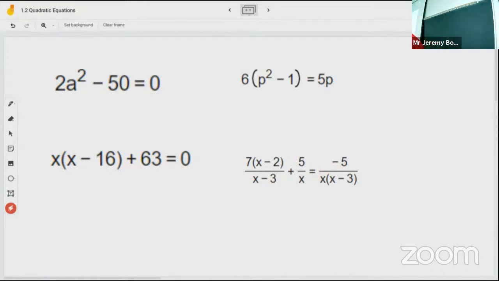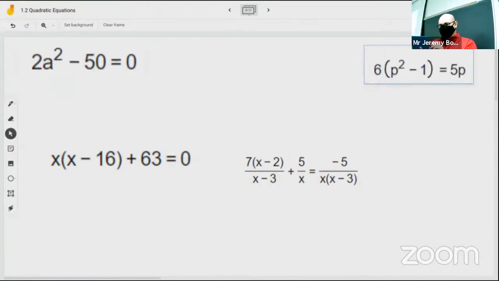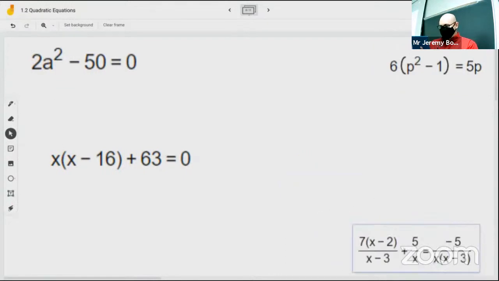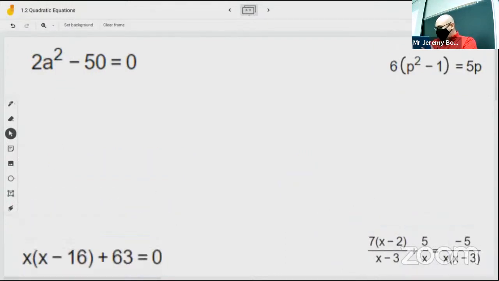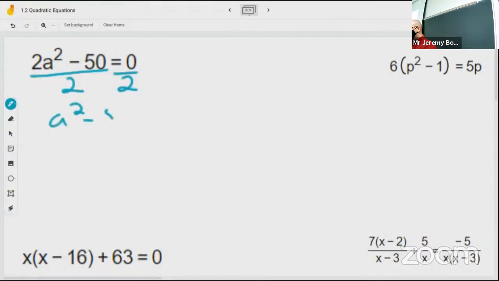Give those a shot. This first one looks complex, but it's really not that bad once you start working on it. So the first thing you can do is both of these terms are divisible by 2, right? So you can either factor out a 2 or you can divide both sides of this equation by 2. Either way will get you there. And so if we do that, we end up with just a squared minus 50, oh, not 50, minus 25 is equal to 0.